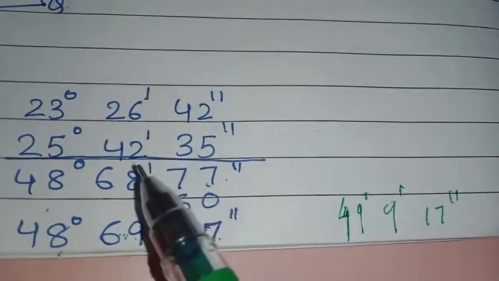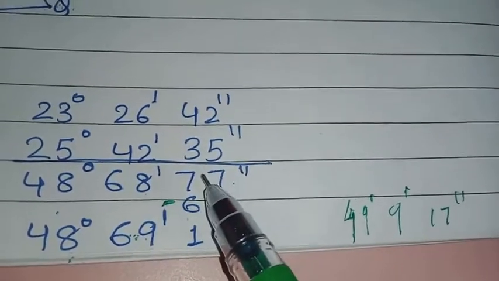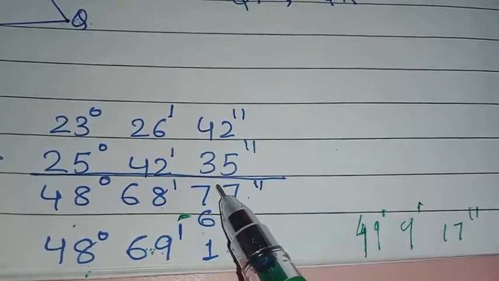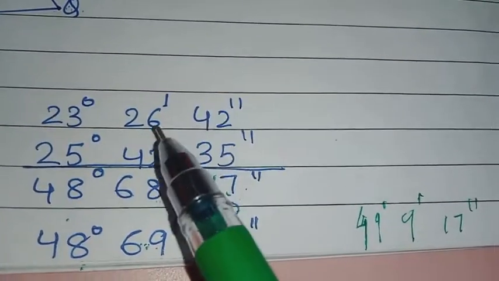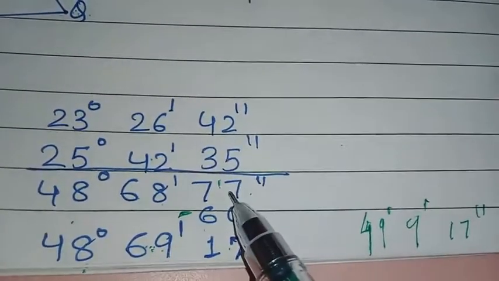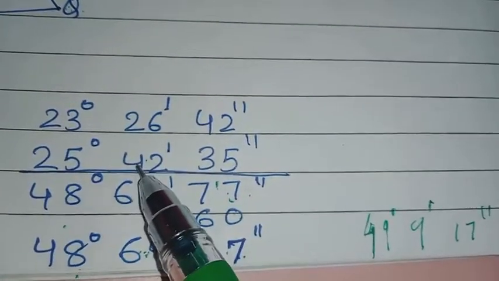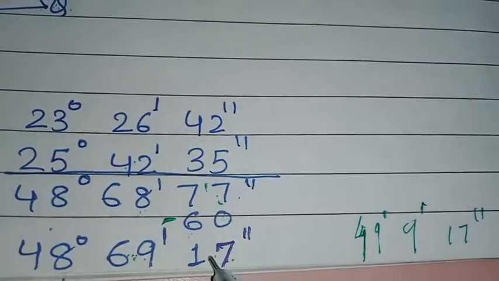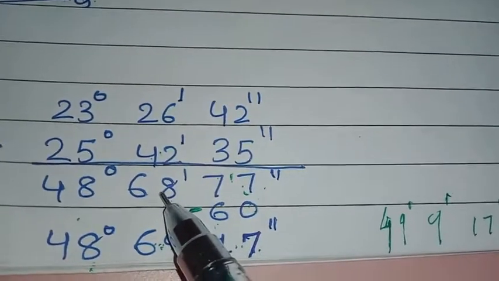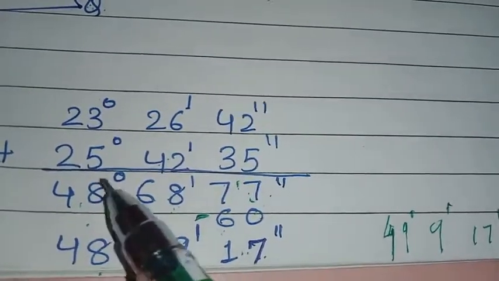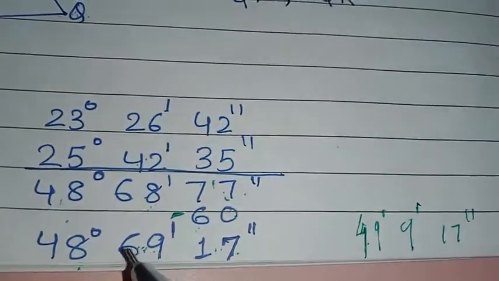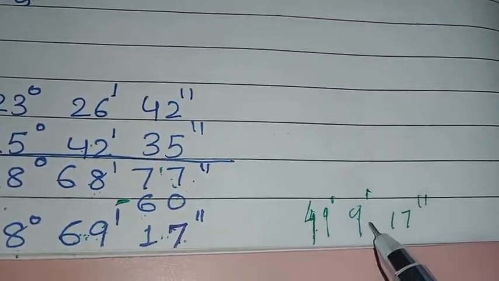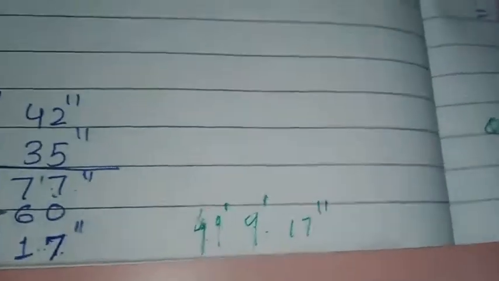So remember, if these numbers are more than 60, just subtract 60 from the given number and add 1 to the next number. So here it was more than 60, add 1 here, and whatever is left, 77 minus 60, right here. Here also it was more than 60, so add 1 here, 48 became 49, and 69 becomes 9. Why? 69 minus 60 gives 9. So this is the final answer.